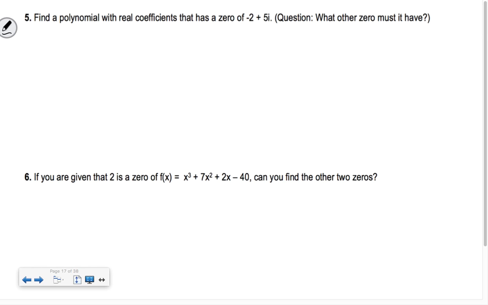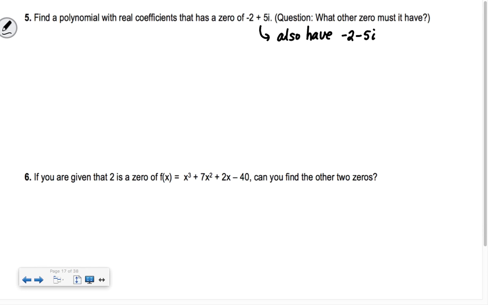So it says find the polynomial with real coefficients that has a 0 of -2 plus 5i. So the question is, if you have the answer of -2 plus 5i, what other answer must you have? -2 minus 5i. You need to have the conjugate. So if you have this one, you also have -2 minus 5i. That directly comes from the quadratic formula, negative b plus or minus the square root of b squared minus 4ac. The plus or minus will give you that second answer.